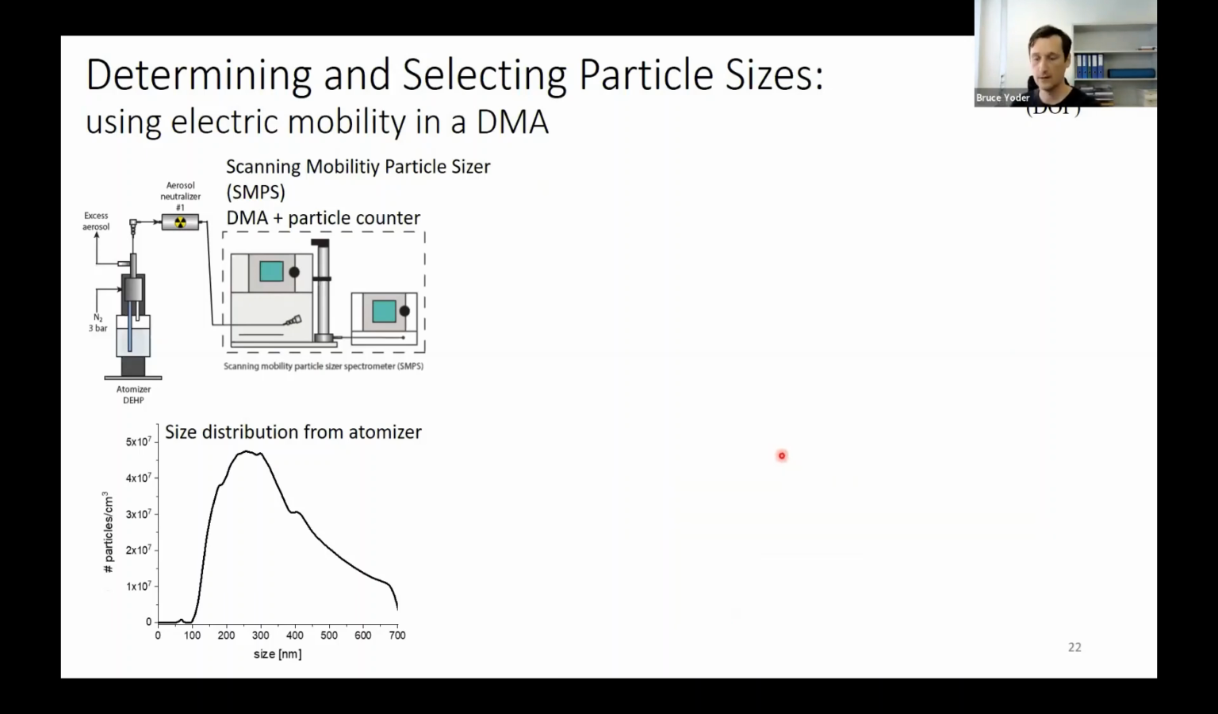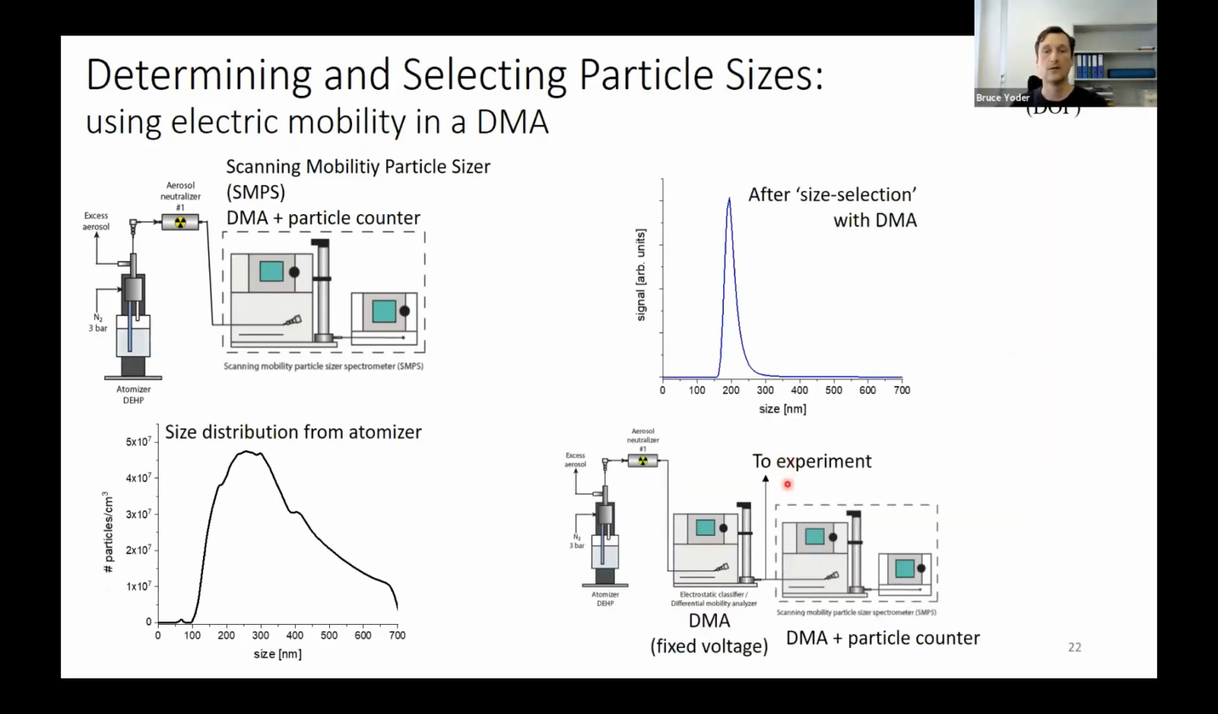So if we measure the output of this DMA, we see now that we have only particles with an electric mobility diameter of 200 nanometers. So that sounds good. Let's hurry up and take data before something breaks, because something always breaks.